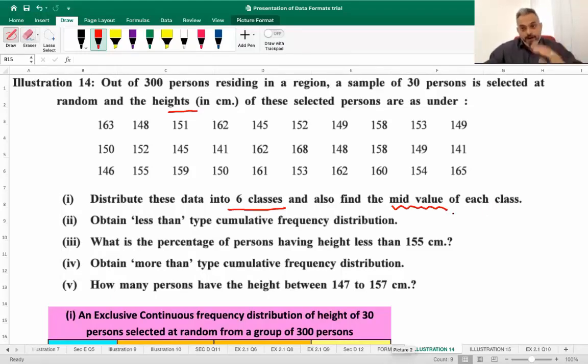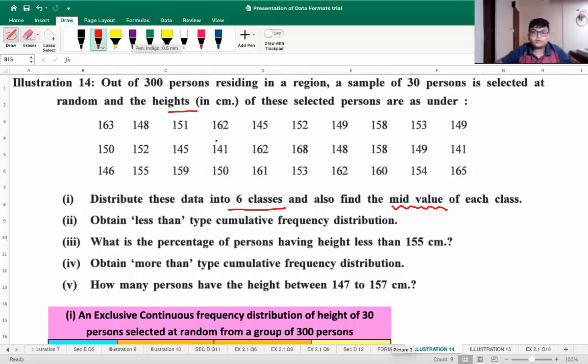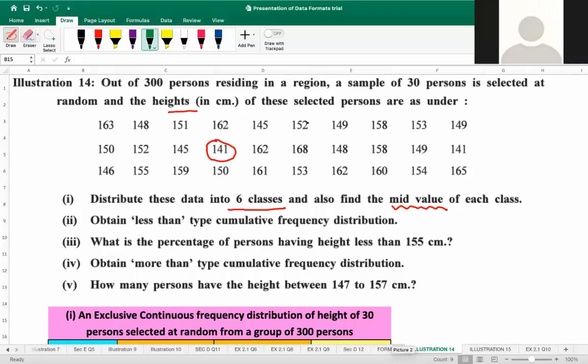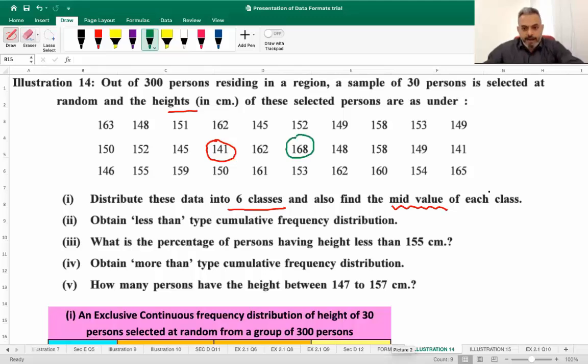So we will go one by one. So first we have to find out the classes. So for that, what is the minimum value present over here? Can you tell me? Sir, 141. 141 is minimum. What is the maximum height? Sir, 168. 168. Okay, let's do some working for this.